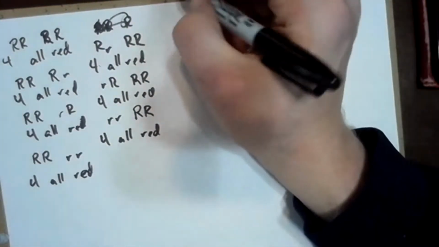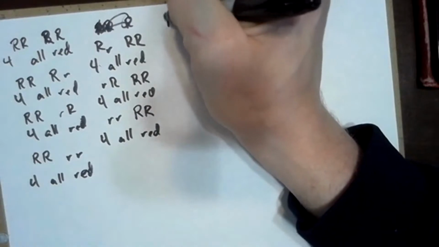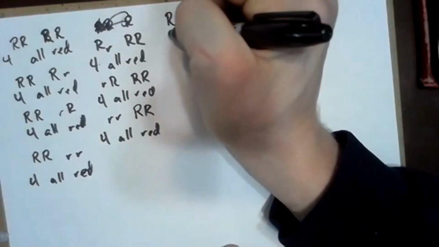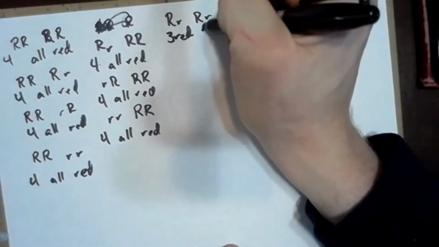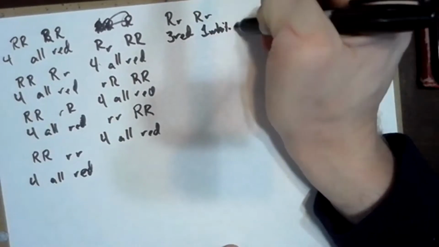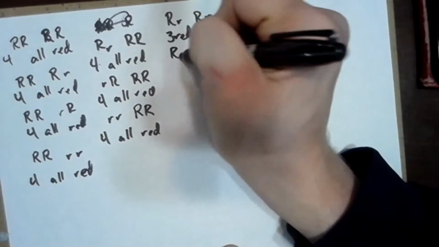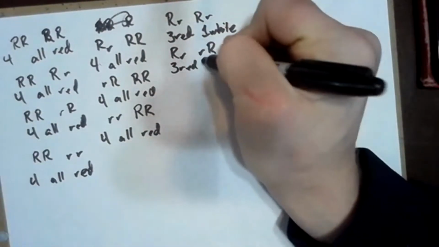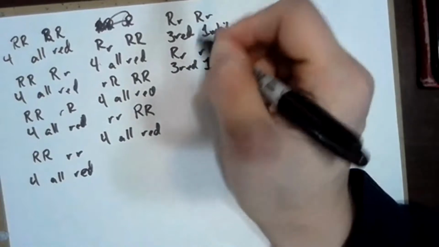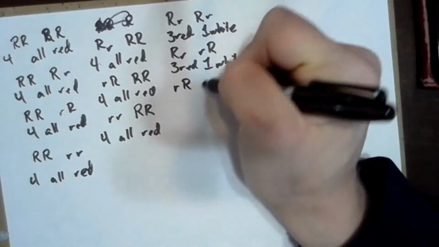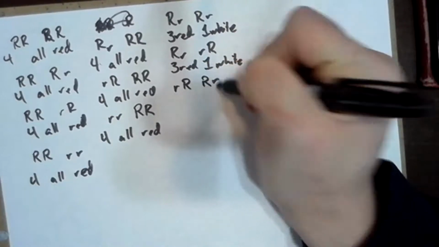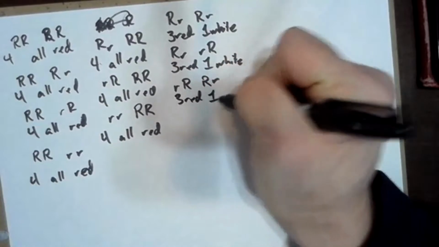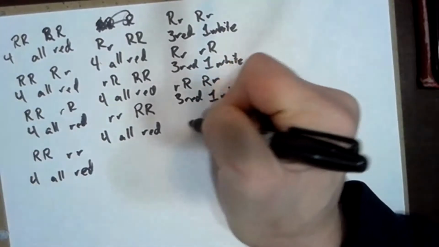Now we move on to the somewhat more complicated cases. If we've got 2 flowers like this, we will get 3 red and 1 white. The same is going to happen if we have something like that, or if we have this, or if we have this.